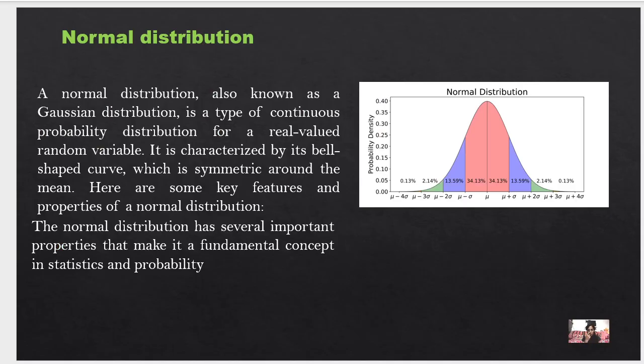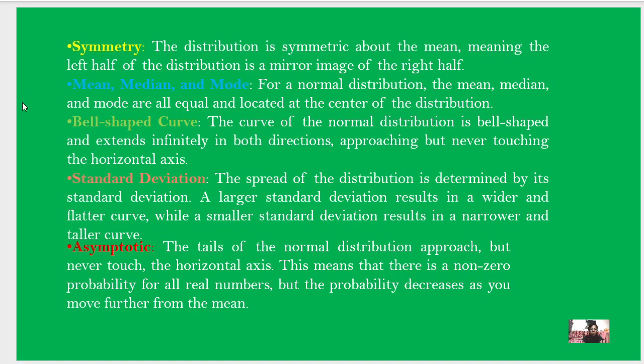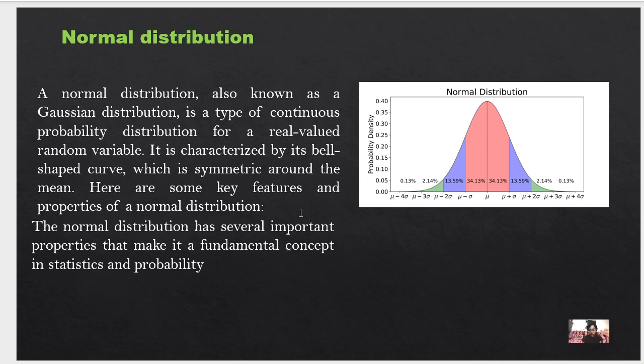Next, we will be having the normal distribution. Normal distribution is also known as the Gaussian distribution. It's also a type of continuous distribution. It is characterized by its bell shape, where it is symmetric around the mean. The normal distribution has several important properties, and it makes it a fundamental concept in statistics and probability. Next, as I said, these are symmetric around the mean.